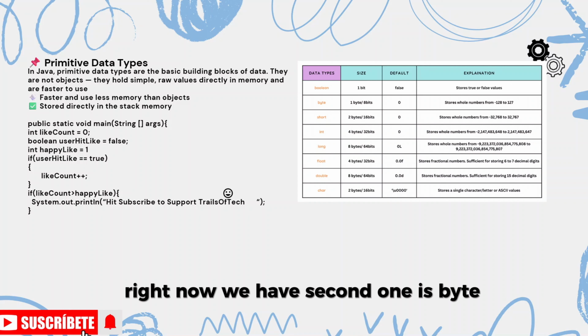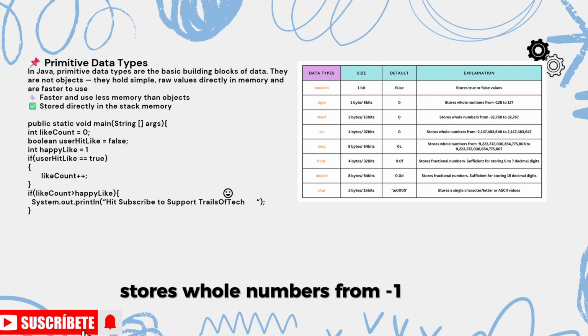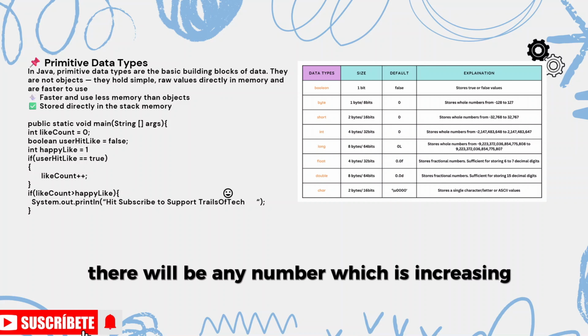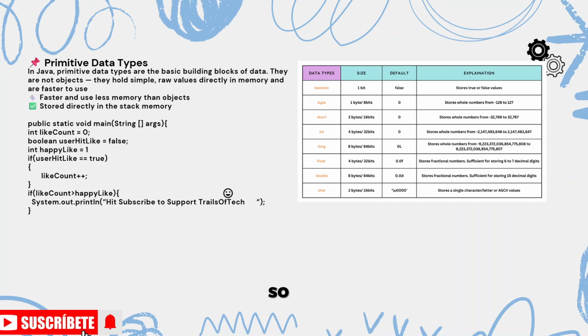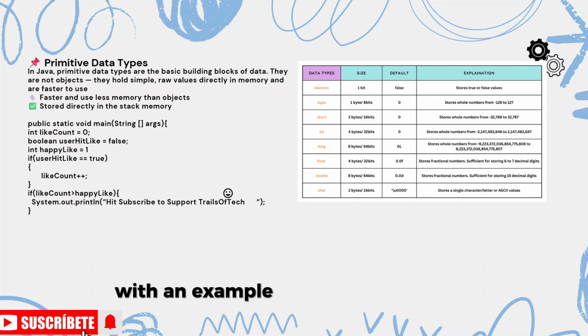Now the second one is byte. This is 1 byte, which is equivalent to 8 bits. Its default value is 0 and it stores whole numbers from minus 128 to 127. Whenever a number increases beyond 127, Java internally does its two's complement, which we'll understand with an example in the next slides.